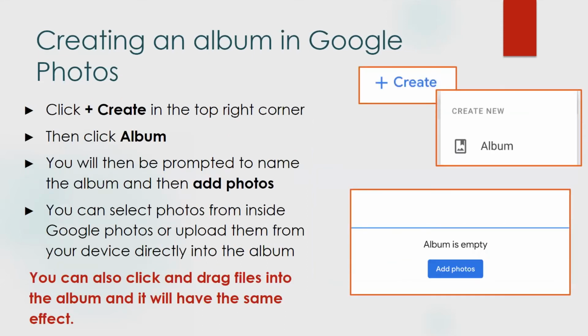And finally, creating an album in Google Photos. Here you click plus Create in the top right corner, then click Album. You will then be prompted to name the album and then add photos. And you can select photos from inside Google Photos or upload them from your device directly into the album.